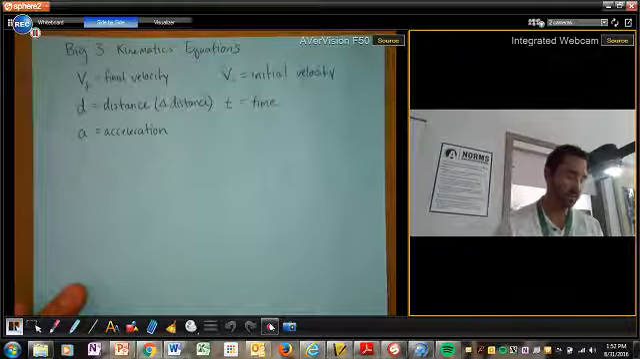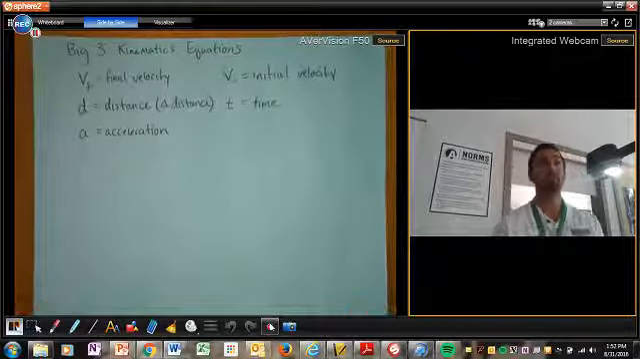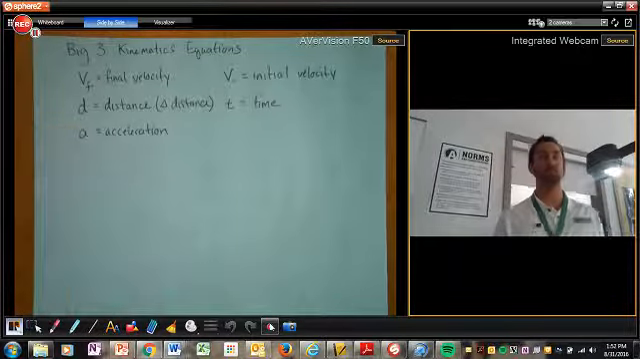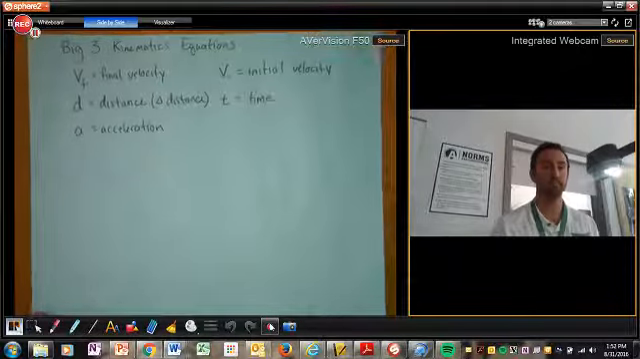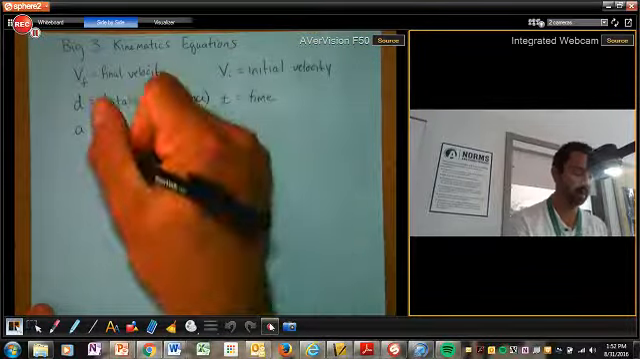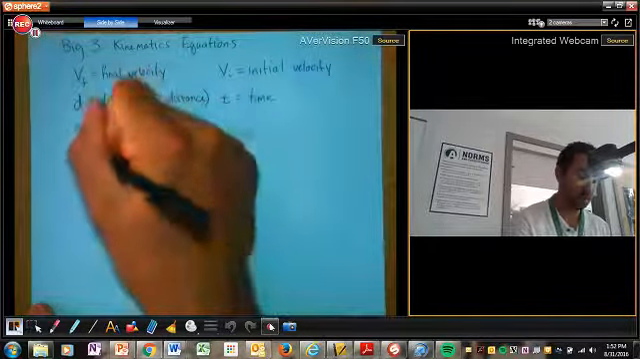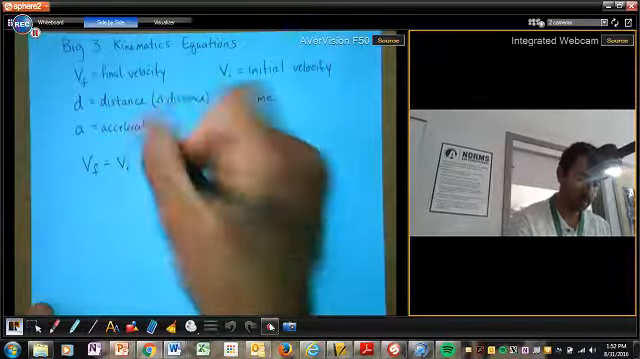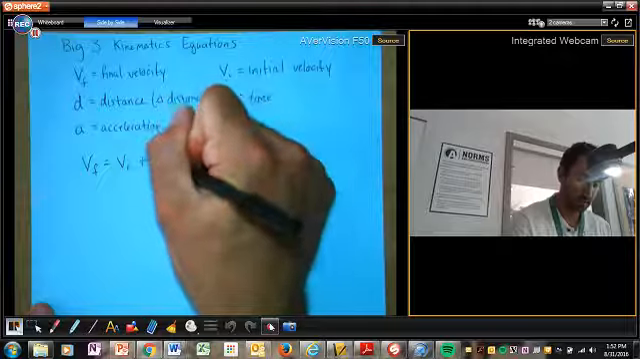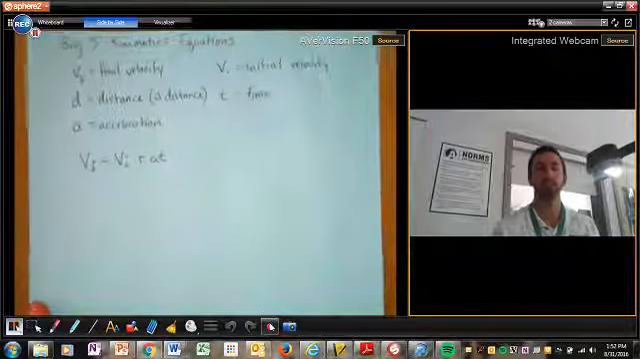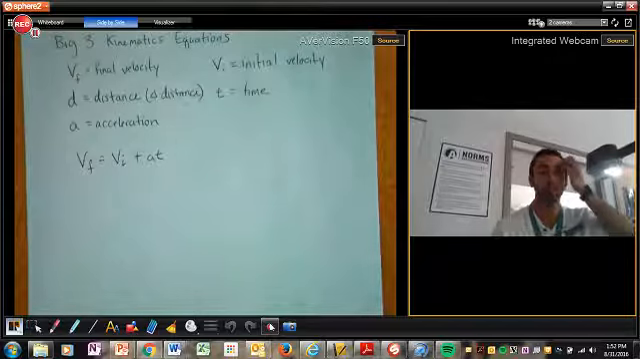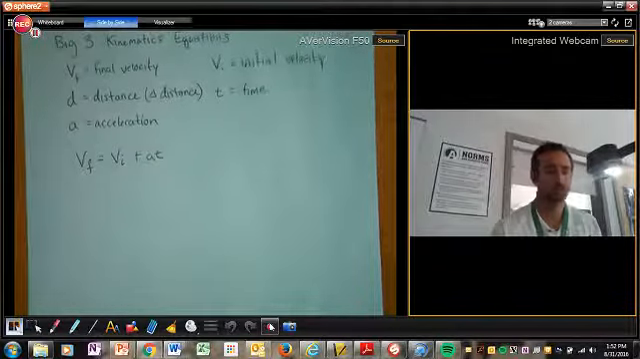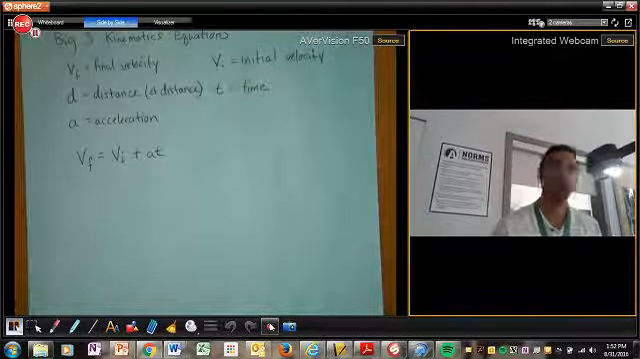I'm going to go from probably easiest to hardest, but we have to use all these in order to do these problems right. So the first one, let's just write them down first. V f is equal to V i plus a times t. Anytime you just put it next to something, it's multiplication. V f equals V i plus a t. That's 1.